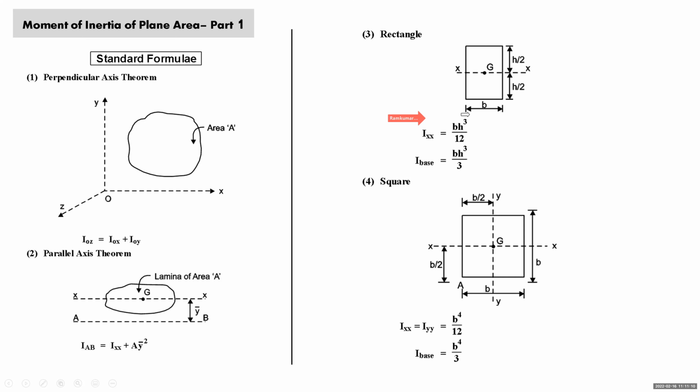Now the moment of inertia of the rectangle about the base is bh cube by 3, where b is the base width and h is the other dimension. Similarly, for a square of size b, the moment of inertia about any centroidal axis is b raised to 4 by 12. And the moment of inertia of the square about its base is b raised to 4 by 3. It is absolutely an extension of the rectangle.